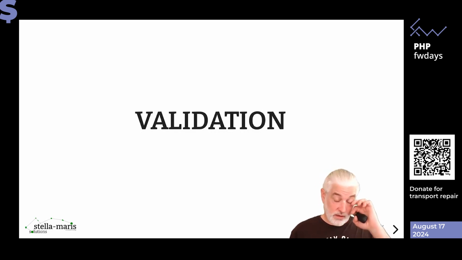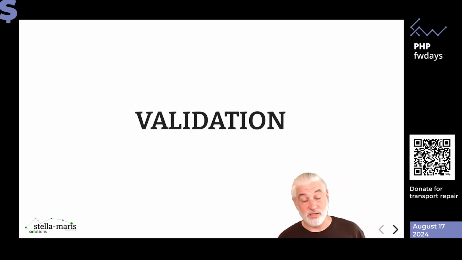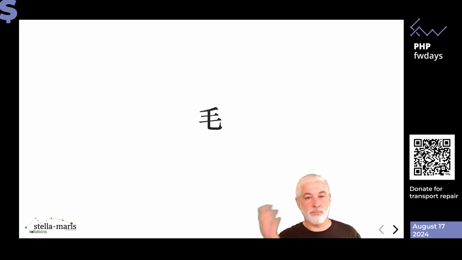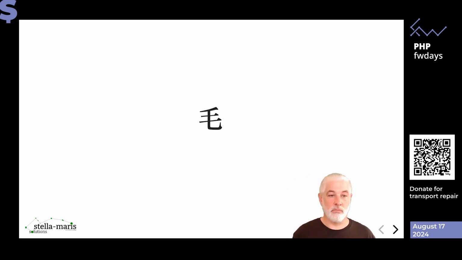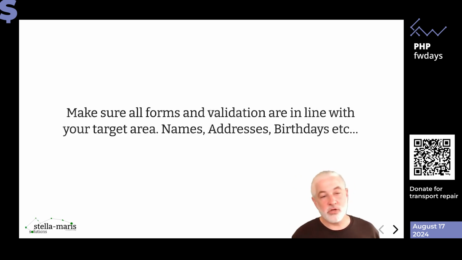Another thing that you need to think about if you're talking about internationalization is validation. Why validation? Well, because this is a perfectly valid Chinese name. I'm not 100% sure, but I think it's Mao. So if your validation requires 3 characters for a name, you are in trouble if you want to make business with Chinese people. So please make sure all your forms and validations are in line with your target area. Names, addresses, birthdays, whatever.